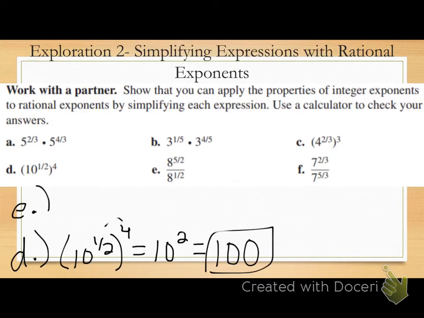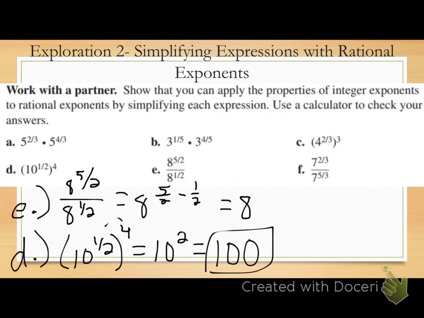Letter E. I have 8 to the 5/2 over 8 to the 1/2. We're dividing something with the same base, so we subtract the exponents. So what is 5/2 minus 1/2? 4/2. What's 4 divided by 2? 2. So 8 squared. Not too shabby.